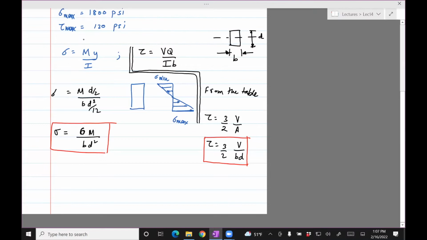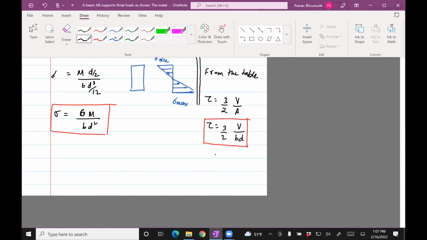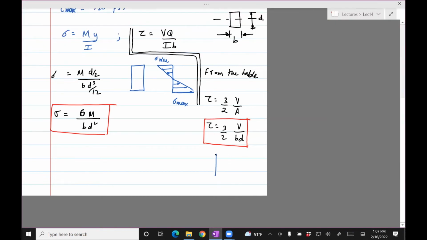Okay, something to remember is that this stress is maximum at the neutral axis. That's our beam. Tau max.